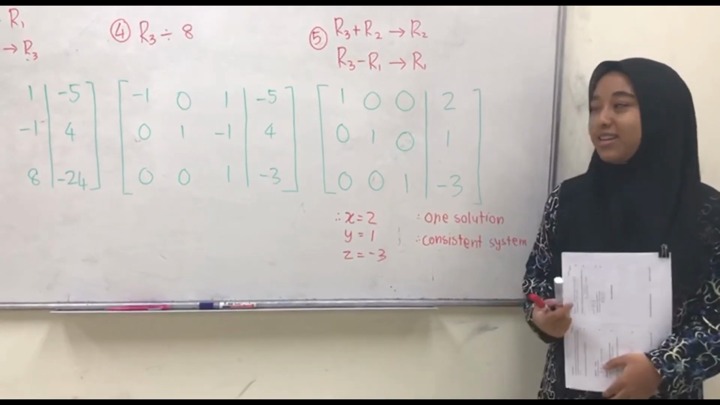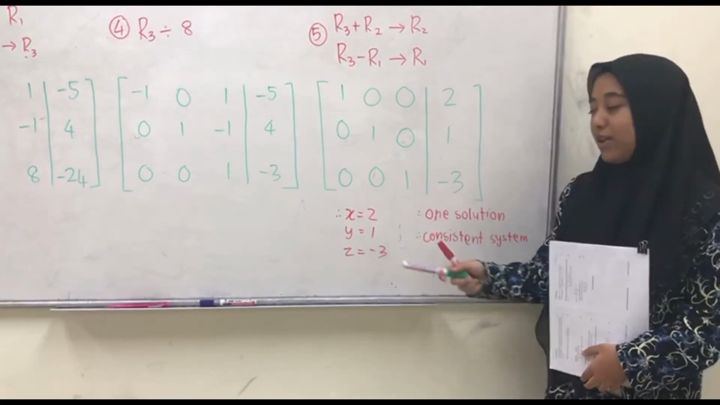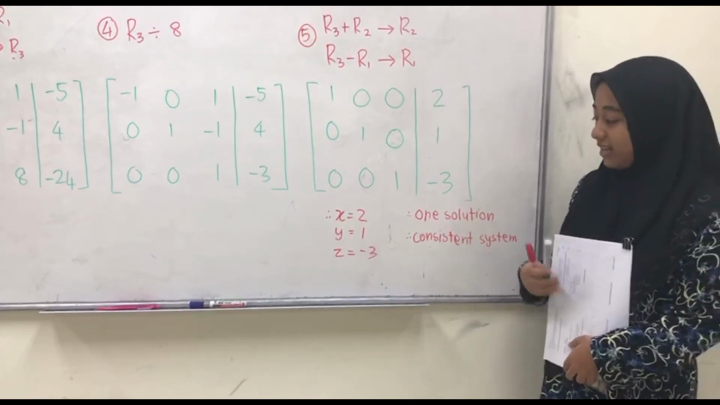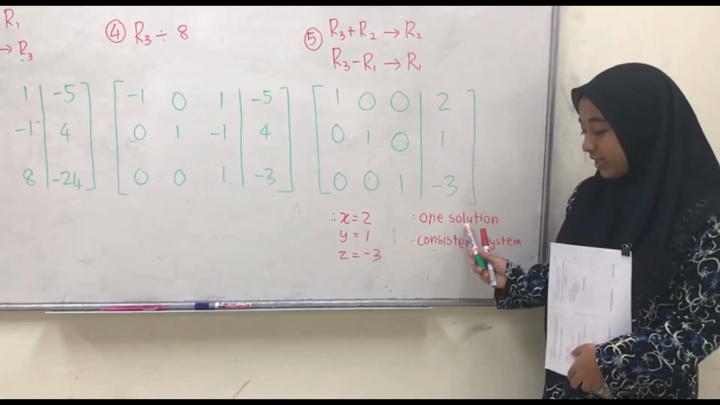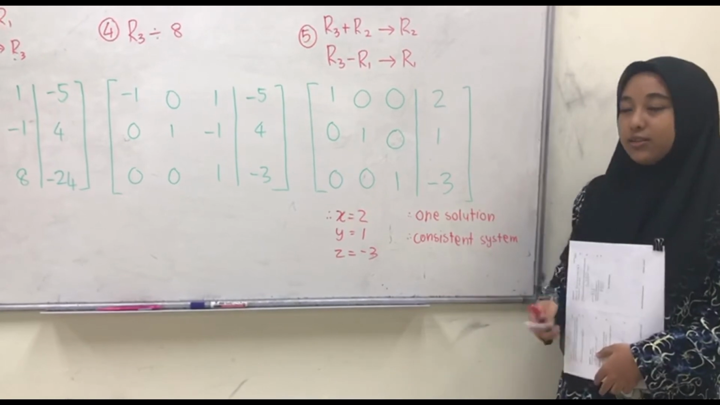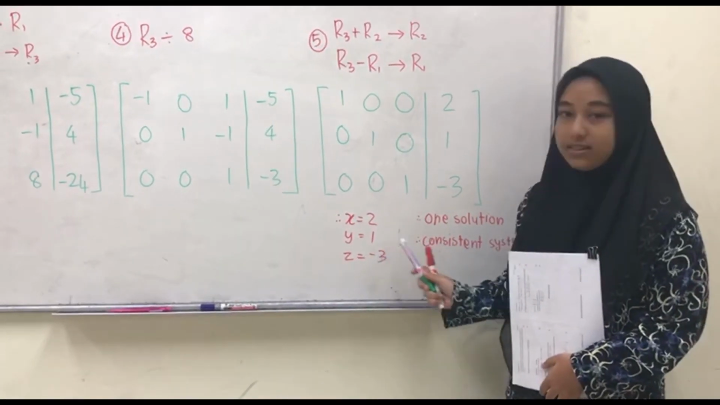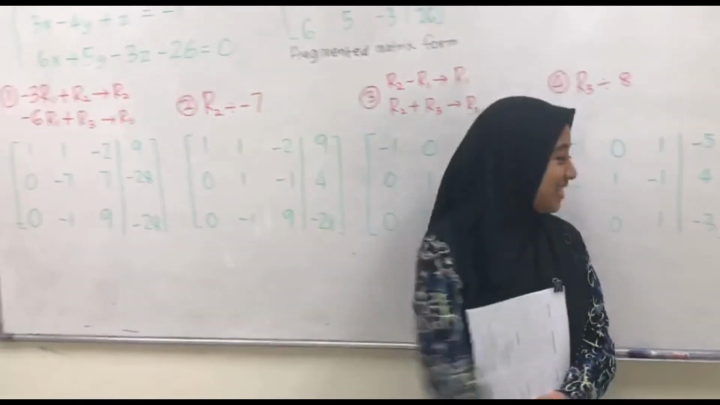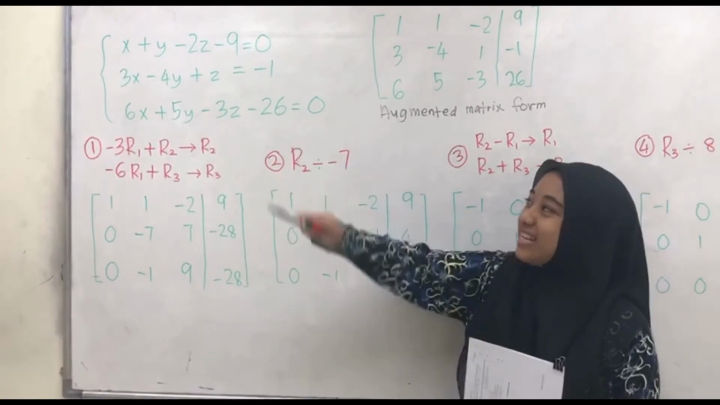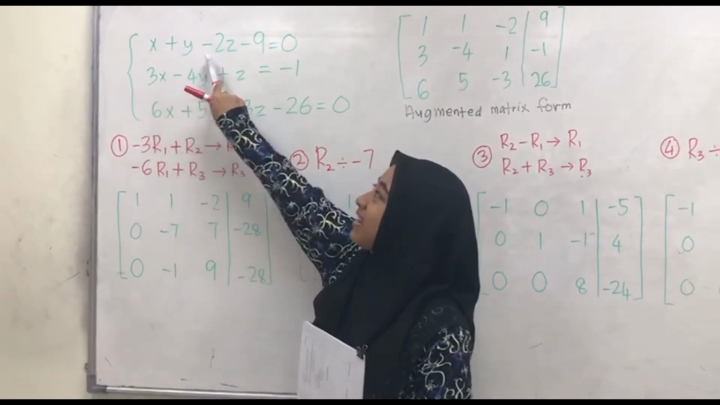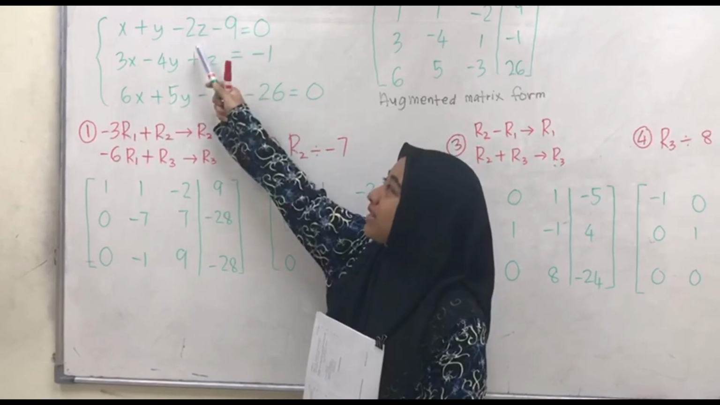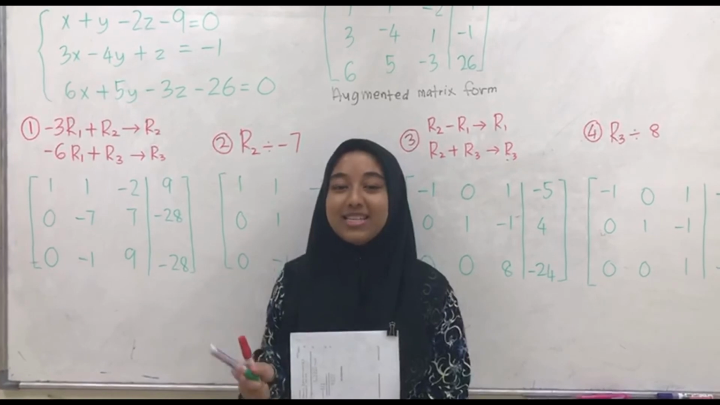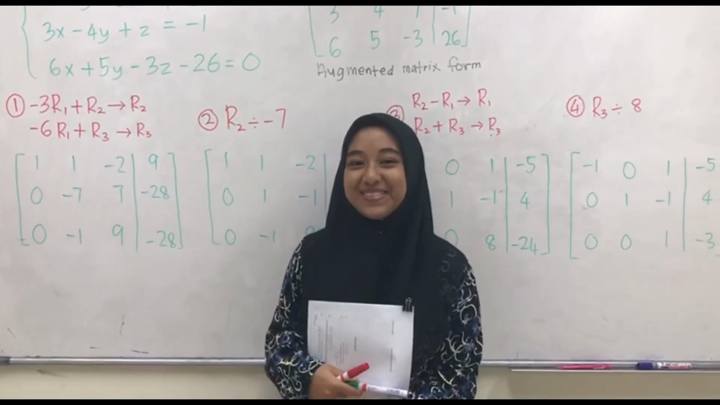So we can conclude that the value for x is 2, the value for y is 1, and the value for z is negative 3. So we can say we get one solution and the system is consistent. To make sure the values that we get are correct, we can back substitute the values that we get in the equation. Let's say when we substitute x, y, and negative 2z minus 9, and we get 0, that means that our values for x, y, z are correct. So that's all. Thank you.